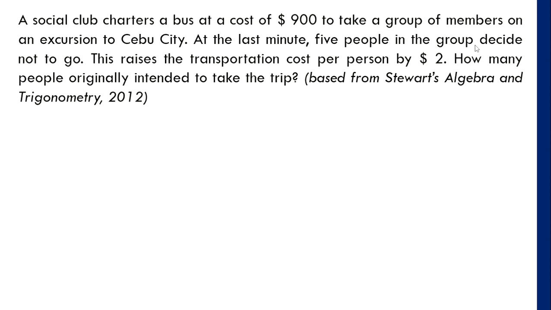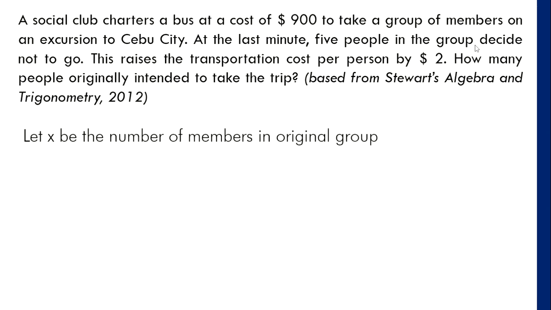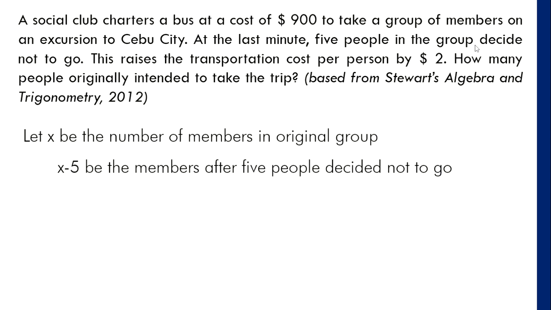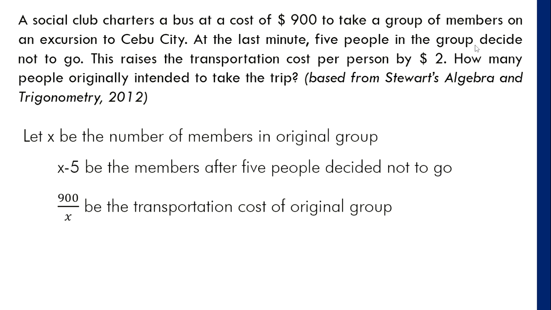In this case, we need to represent the given statements here. First off, let x be the number of members in the original group. For the statement that at the last minute 5 people in the group decided not to go, we subtract 5 from the number of members in the original group. That will be x minus 5. Now, what about their contribution per member? For the original group, all we need to do is divide that 900 by the number of members, which is 900 over x. While for the second situation, wherein 5 people decided not to go, we divide 900 by x minus 5.